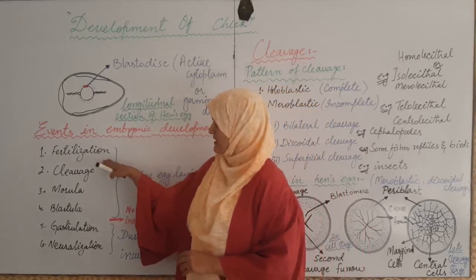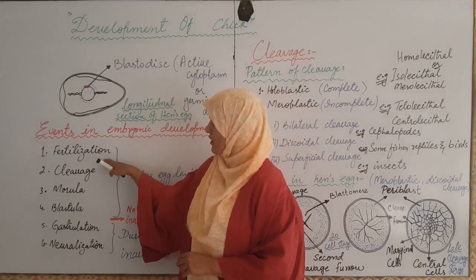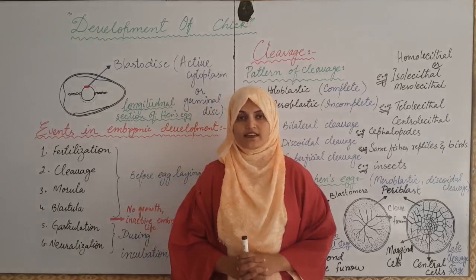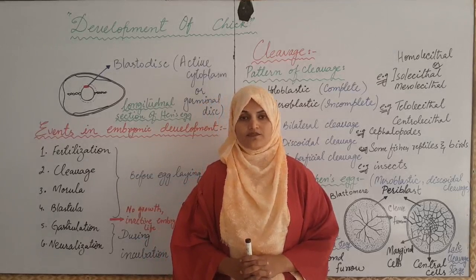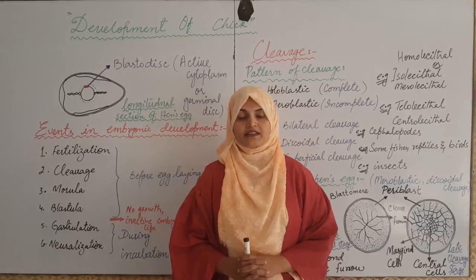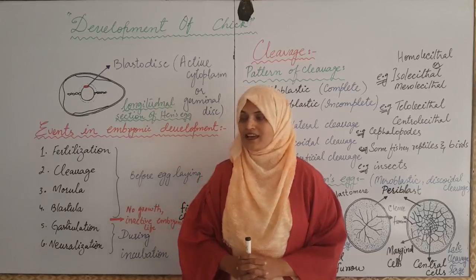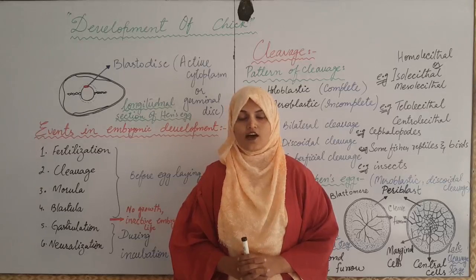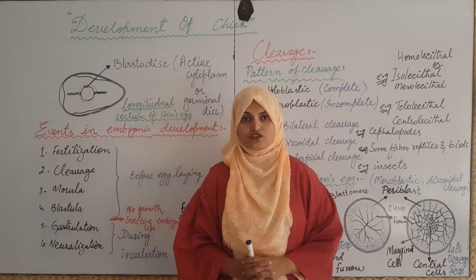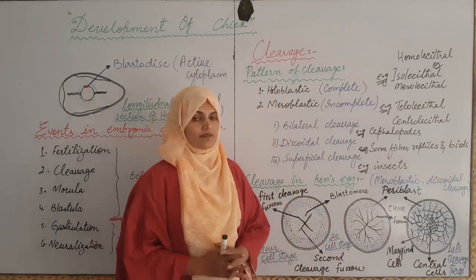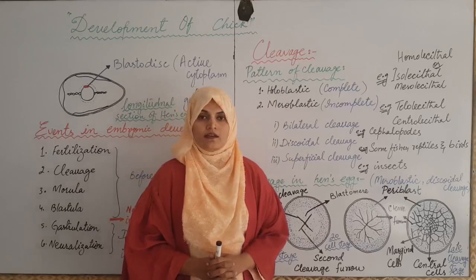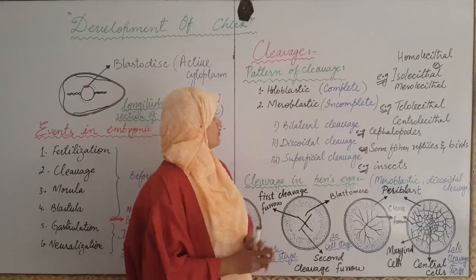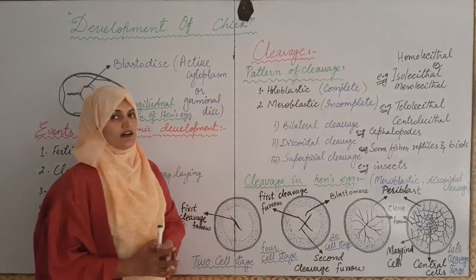When the fertilization takes place in the egg or ovum of the hen, then the second event starts, which is termed as cleavage. What is cleavage? Cleavage is the repeated mitotic division that takes place in the blastodisc, as a result of which cells are formed which are termed as blastomeres. There are two types of cleavage that take place in living organisms. One is holoblastic, another one is the meroblastic.